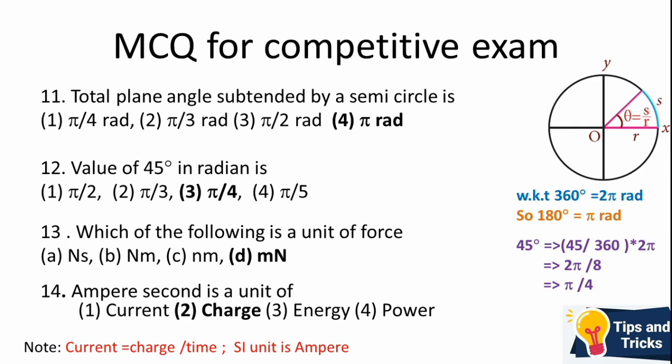So the charge can be defined by current multiplied by time. So charge will have a unit of ampere into second. So the correct option is option number 2, that is charge. Ampere second is the unit of charge. And we know that SI unit of energy is joule and SI unit of power is watt.